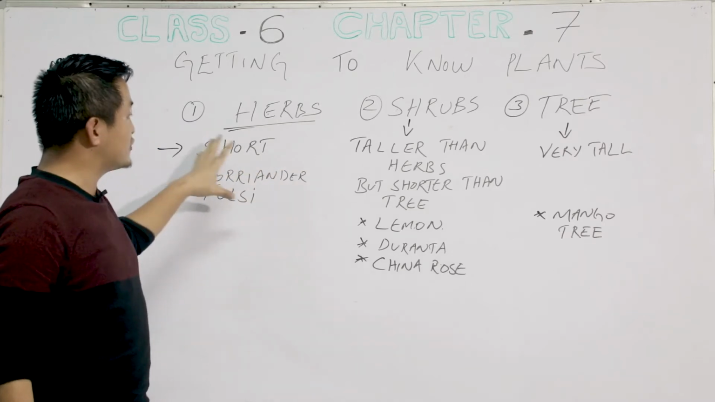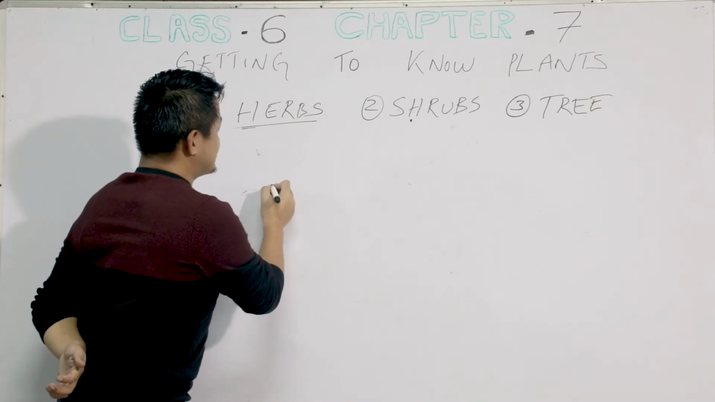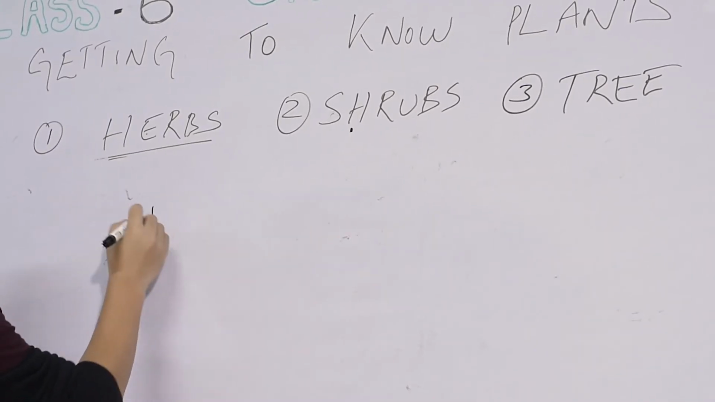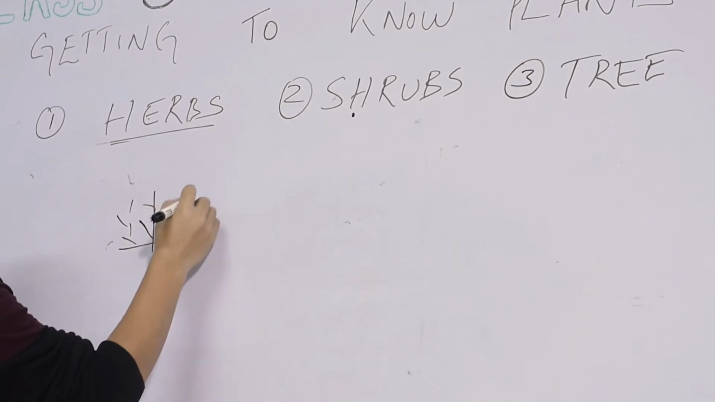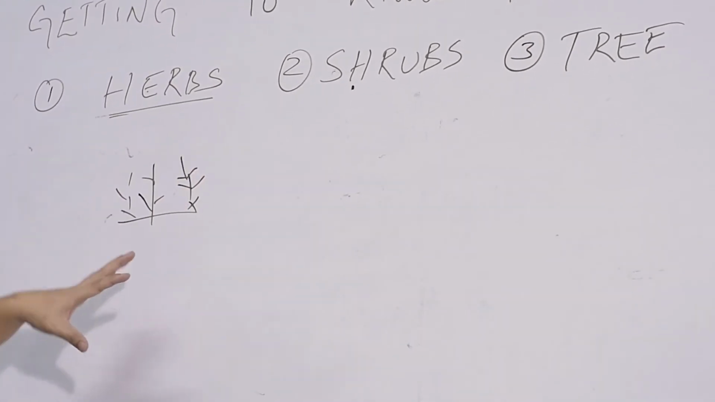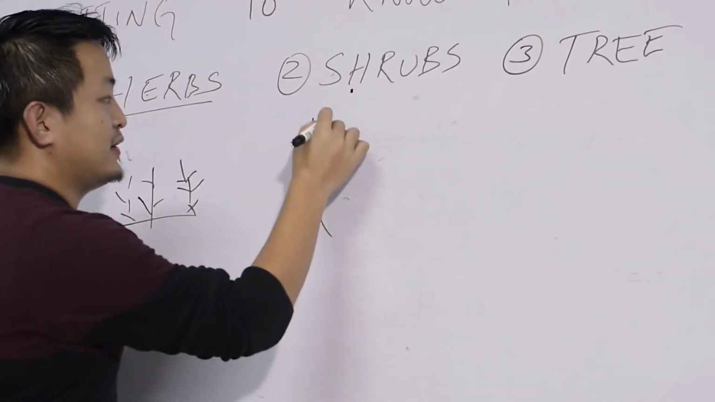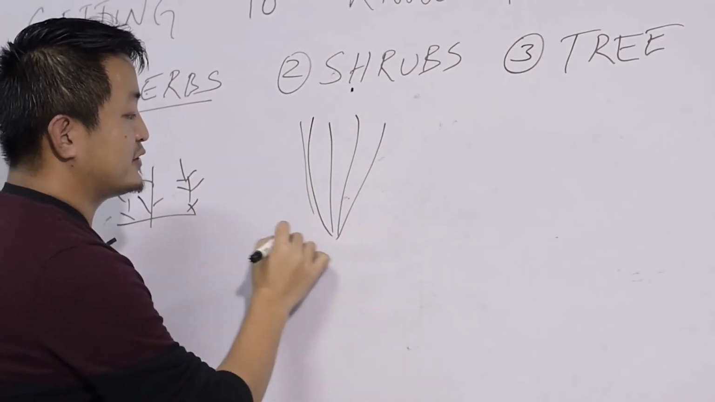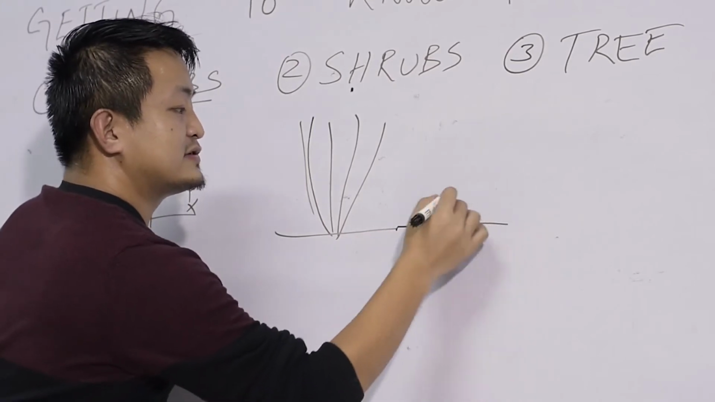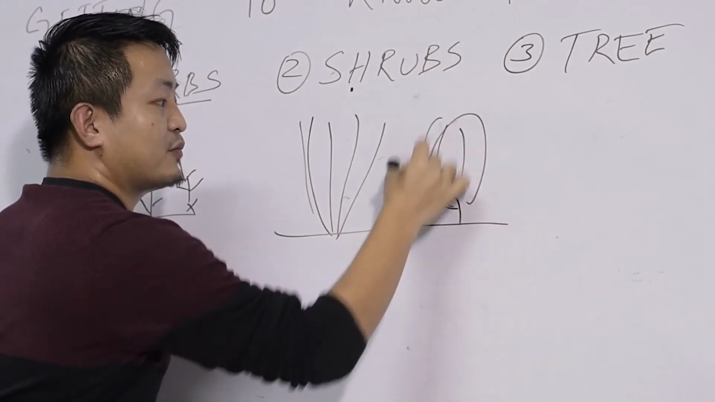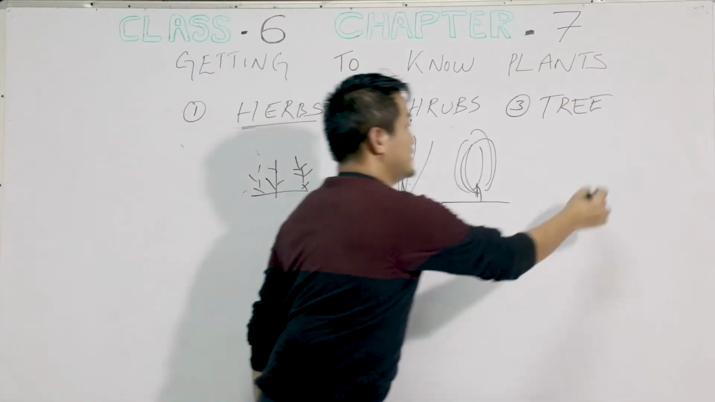So for now, you note these points. Okay, so students, let's say herbs. They're very short in height. So I'll just give this example, okay? Now shrubs, they'll be a little taller than the herbs, or some plants will be in this form as well, okay? Now the tree.